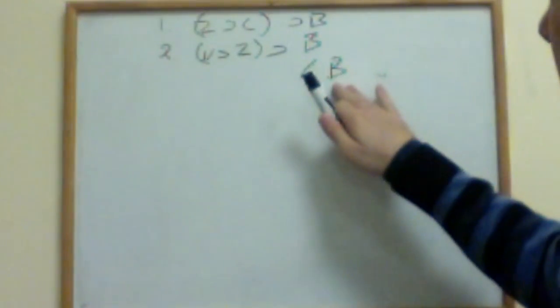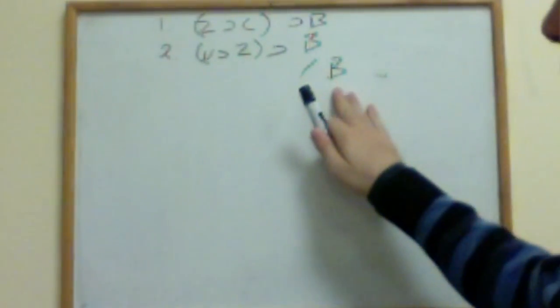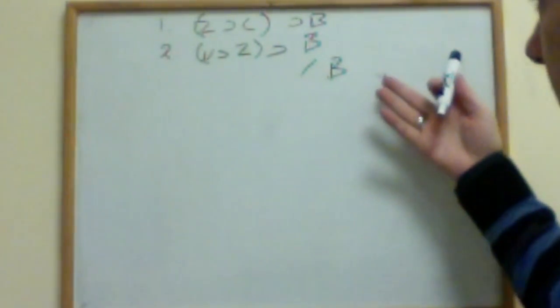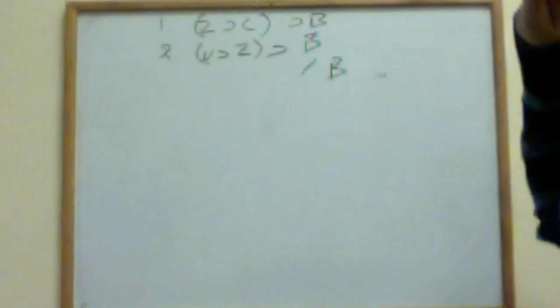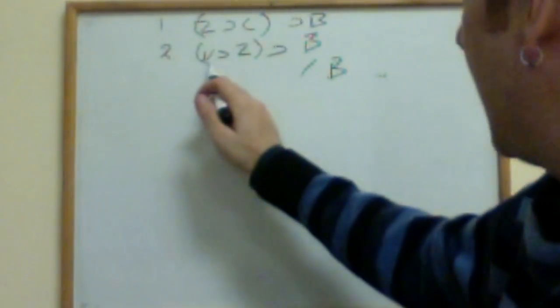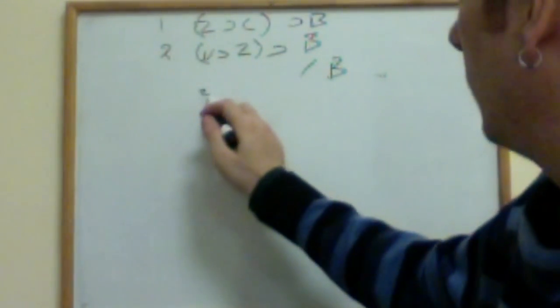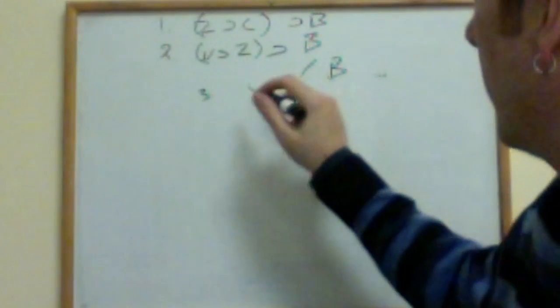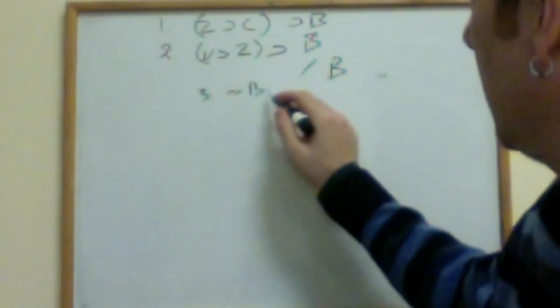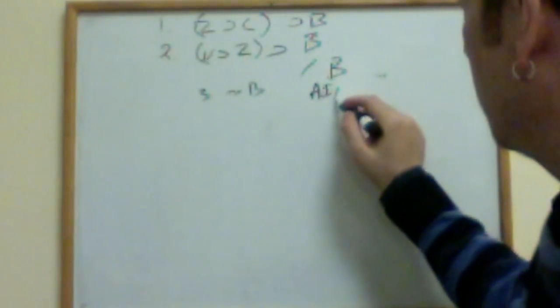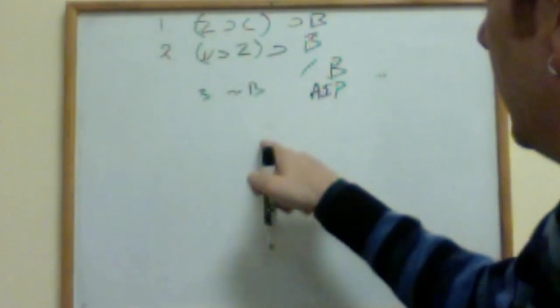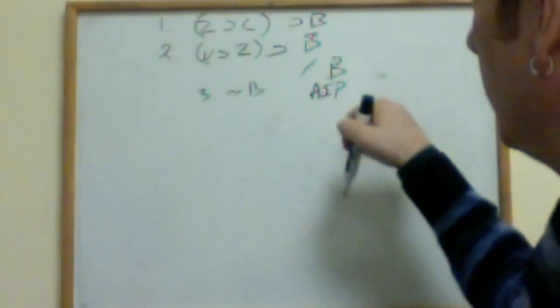And of course, we have B here. So it seems like we could assume tilde B and do an indirect proof on this. So let's go ahead and try that out. So let's indent. We'll write line 3 here. And we're going to assume tilde B. Assumption for indirect proof. We're going to try to show that it leads to a contradiction and therefore conclude this.